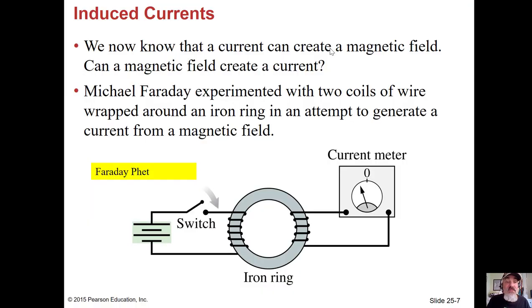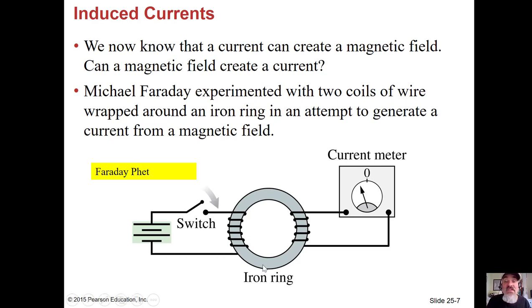So, induced currents. We now know that a current can create a magnetic field. That was from the previous chapter. We had the long straight wire, the loop, the solenoid. Can a magnetic field create a current? And it turns out it can. It has to be a changing magnetic field. Michael Faraday experimented with two coils of wire wrapped around an iron ring in an attempt to generate a magnetic field. Here's a battery, here's a switch, we've got some wire going around an iron ring here, and there's a voltmeter here. Essentially what happened is, before you close the switch, there's no magnetic field here. You close it, current flows, and then you do produce a magnetic field.